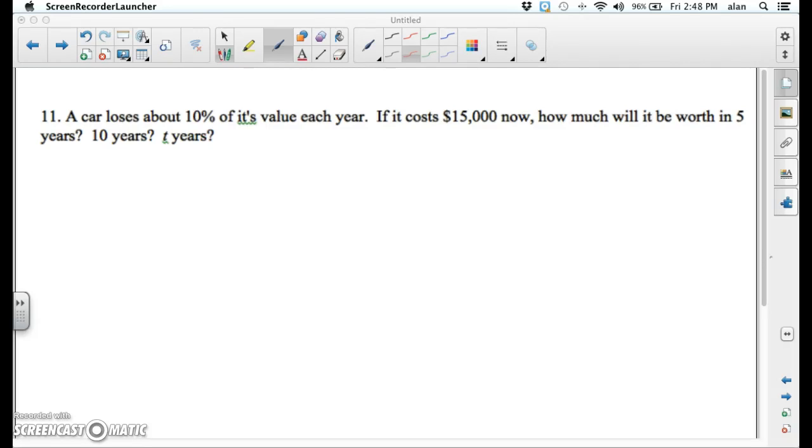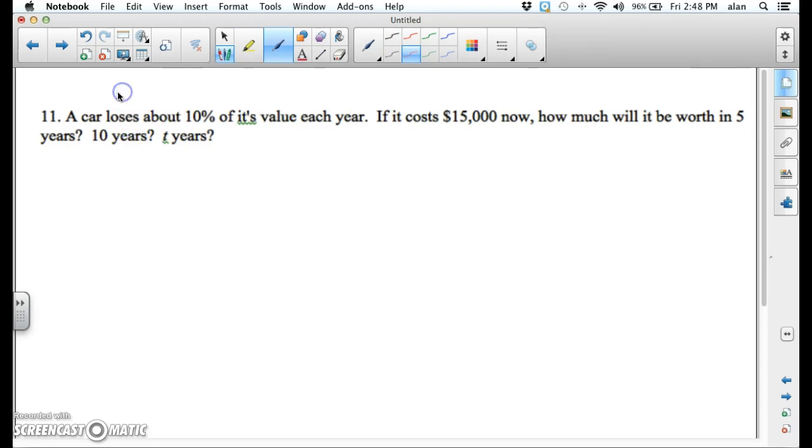So in this problem, we see the opposite scenario happening compared to what we just saw previously. Here we see a car loses about 10% of its value each year. And if it costs $15,000 now, how much will it be worth in 5 years, 10 years, and 2 years? So the same approach can be applied.